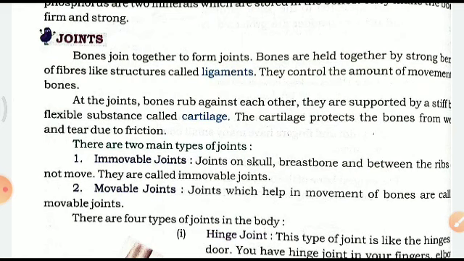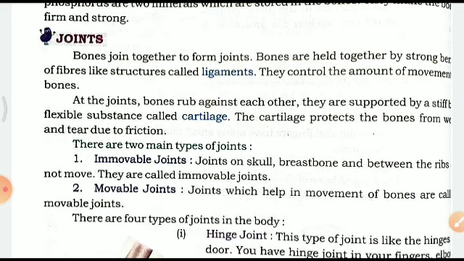Bones are held together by strong fibers called ligaments. They control the amount of movement of the bone. Because otherwise, if there were no ligaments, the bones would rub against each other, causing damage. At the joints, where bones rub against each other, they are supported by a stiff, flexible substance called cartilage, which is in between them. The cartilage protects the bones from wear and tear due to friction. Now, children, remember, when a patient suffers from arthritis, it is this cartilage which is damaged or reduced.